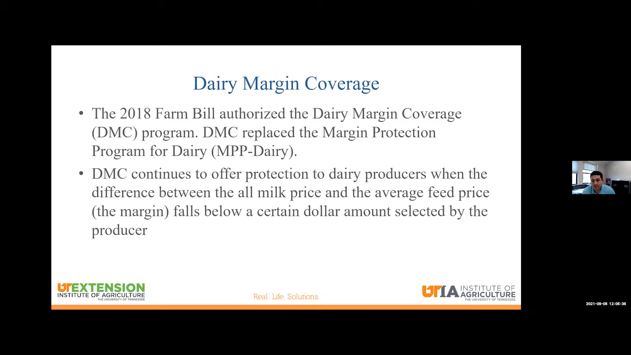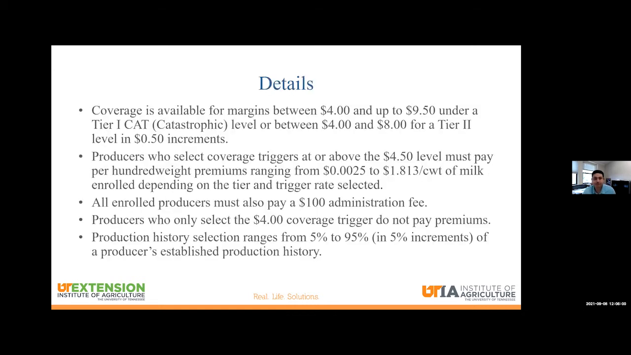So again, dairy margin coverage was authorized in the 2018 Farm Bill. It replaced the margin protection program for dairy. If some people still haven't used DMC and they're wondering what it is, it replaced the MPP dairy, and it continues to offer protection to dairy producers when the difference between the all milk price and the average feed price, which is the margin, falls below a certain dollar amount selected by the producer. I have all this on here in a lot of words because I'm going to send it to Liz in case y'all wanted more explicit definitions about how it works.